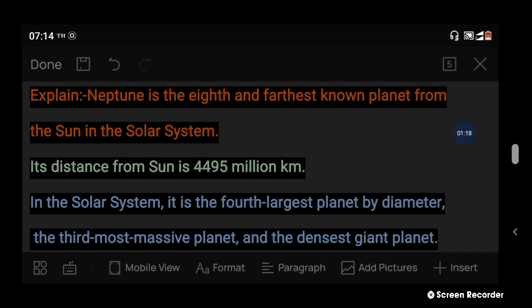Its distance from the sun is 14,495 million kilometers. In the solar system, it is the fourth largest planet by diameter, the third most massive planet, and the densest giant planet. Next question.